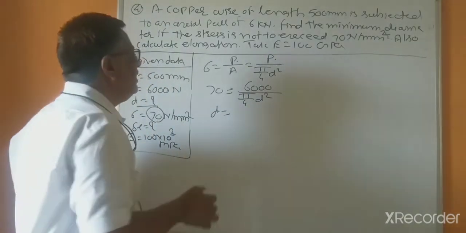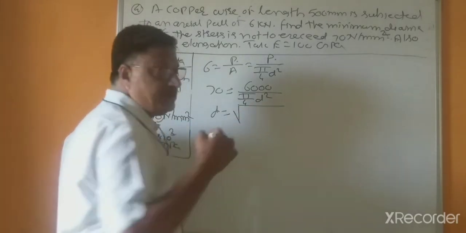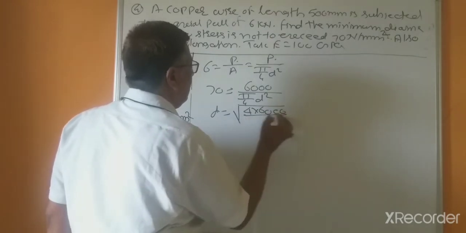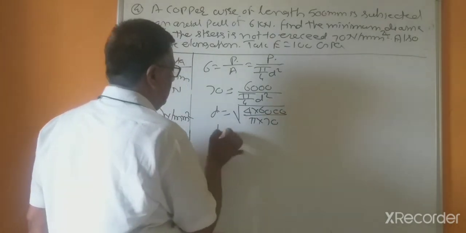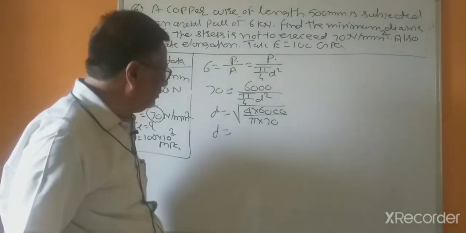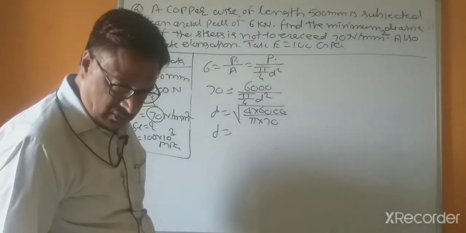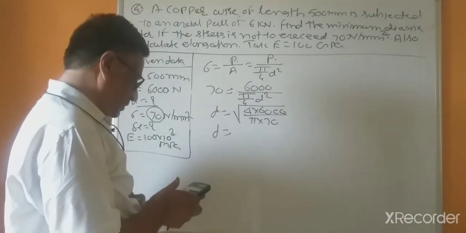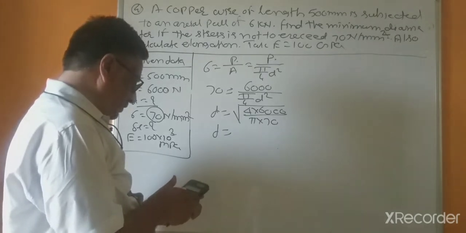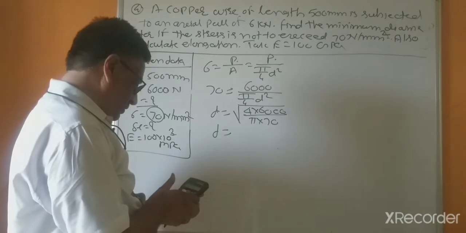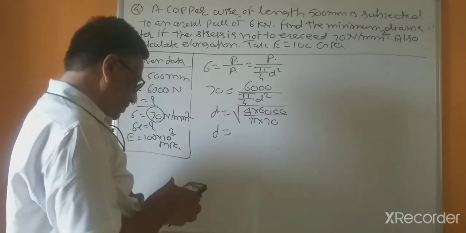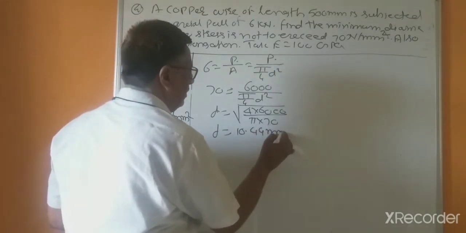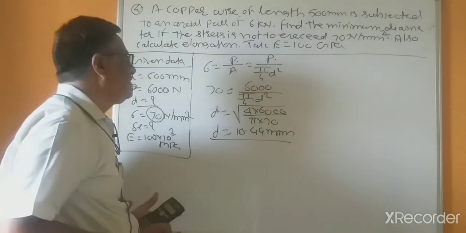So directly can I write, and this is purposefully I am directly writing, this is 4 into 6000 divided by pi into 70, d equal to what? 6000 multiplied by 4 and divided by pi divided by 70, under root is 10 point something, d equal to 10.44 mm, and this is your first answer.